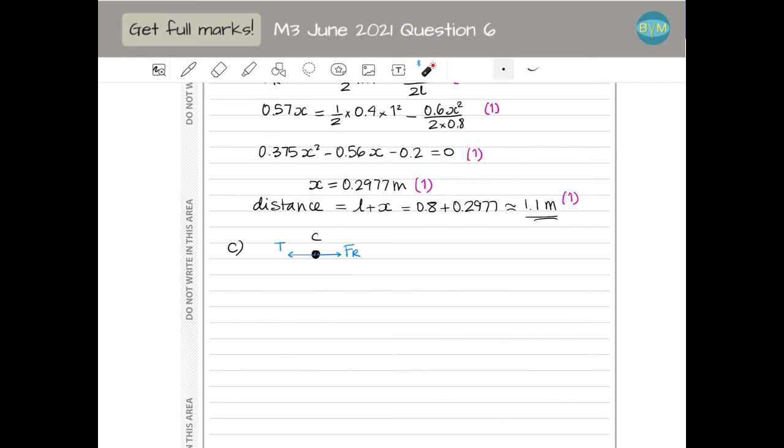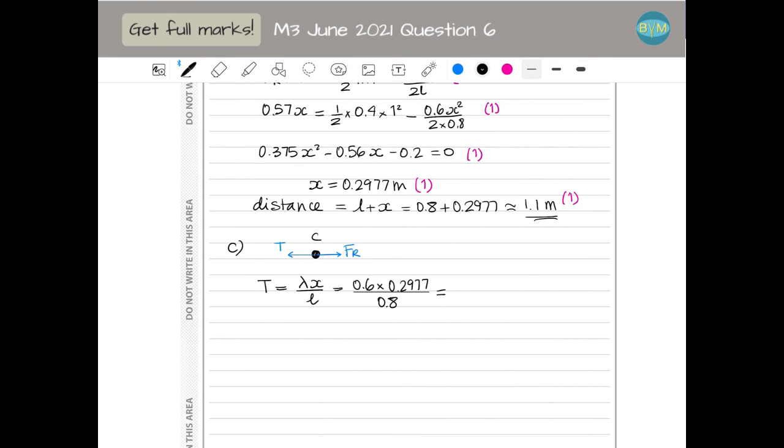So it won't move if this tension is smaller than the friction, so if it's not enough to overcome the friction. So this is what we are going to check. What is the value of the tension? And we are going to compare it with the value of the friction that hasn't changed because nothing has changed. So the tension of the elastic string is lambda x divided by L. So it's going to be 0.6 times 0.2977, which is how much the string is stretched, and divided by the natural length.